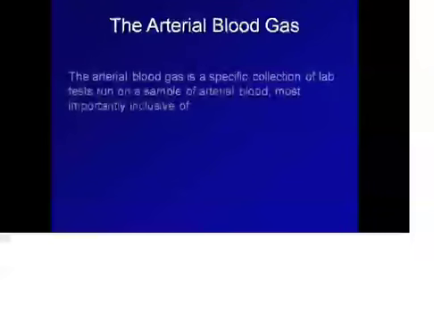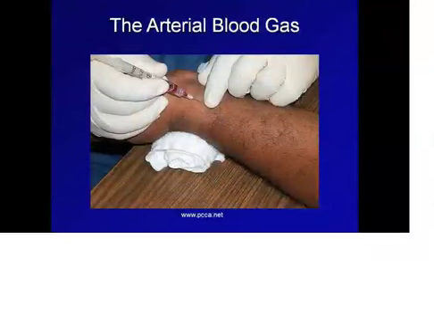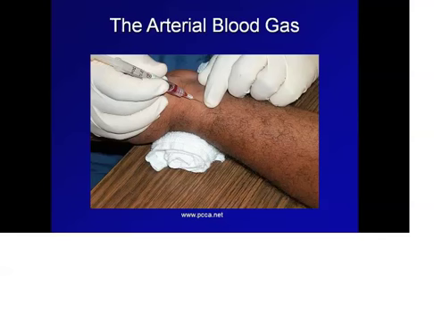The arterial blood gas is a specific collection of lab tests run on a sample of arterial blood, which is most importantly inclusive of the arterial pH, the partial pressure of oxygen, abbreviated PaO2, and the partial pressure of carbon dioxide, abbreviated PaCO2. Here is a patient having an ABG drawn through a puncture in the radial artery, which is the typical location for this, though it can also be drawn through the femoral artery if absolutely necessary. An ABG can also be drawn through an arterial line, particularly in intubated ICU patients, where serial samples can be drawn and compared without the need for additional punctures.